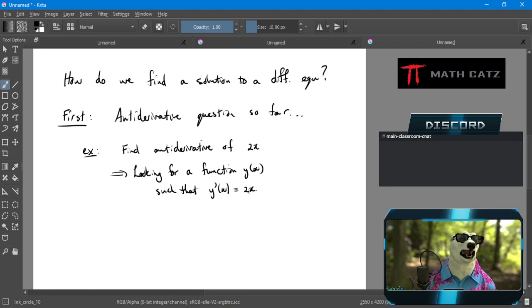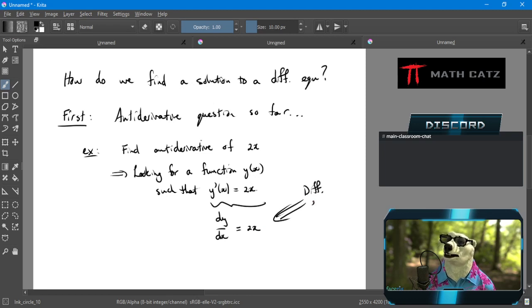Previously, I was given a function, and I need to find the derivative. Now I'm given the answer to a derivative question, which means I am really given a differential equation. This is a differential equation. And by asking for the antiderivative, I'm asking for a solution to this differential equation.